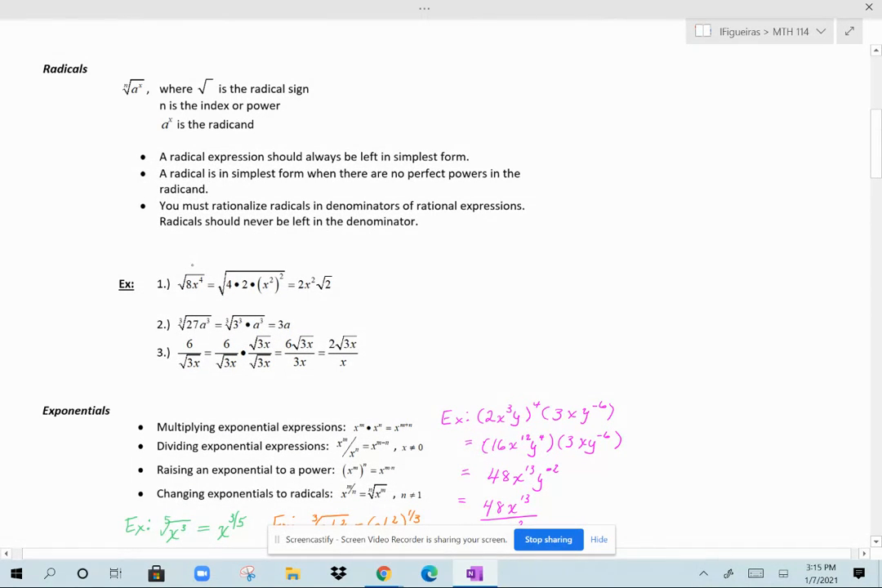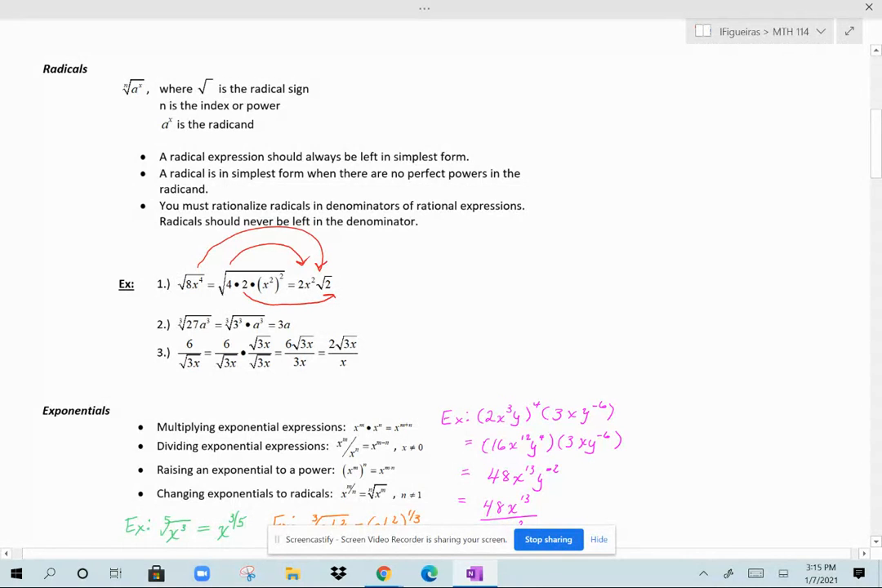Here's an example. If I need to simplify the square root of 8x to the fourth, well, 8 is not a perfect square, but 8 can be rewritten as 4 times 2. The square root of 4 is 2. That comes out of the radical. The square root of x to the fourth is x squared. That comes out of the radical. And the only thing that wasn't a perfect square and stayed inside the radical is this 2 right here.